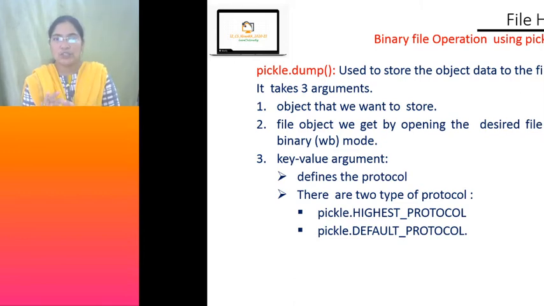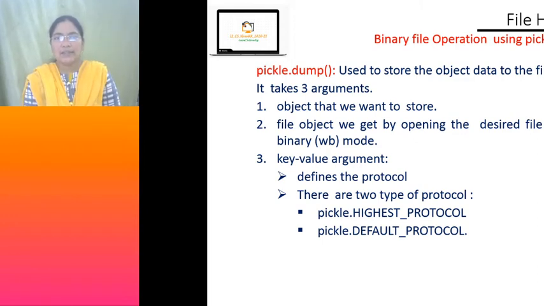Next is the file object we get by opening the desired file in write binary mode. Then the third one is the key value argument. This key value argument is a protocol. There are two types of protocols: pickle.HIGHEST_PROTOCOL and pickle.DEFAULT_PROTOCOL.